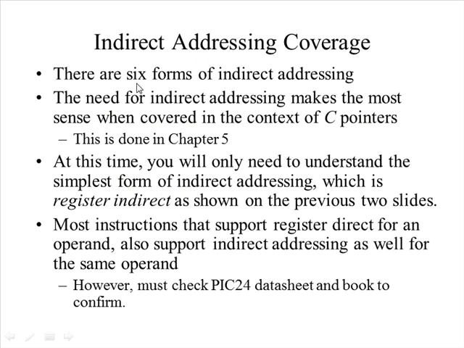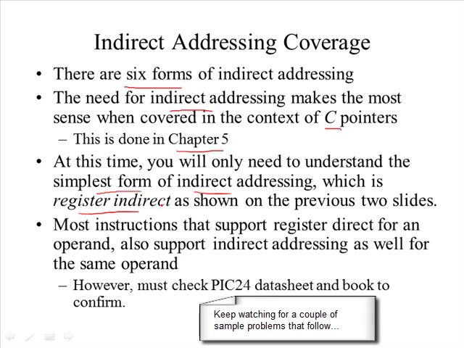We'll discover later there are actually 6 different forms of indirect addressing. We'll cover more of the indirect addressing modes in Chapter 5 when we talk about pointers in the C language. At this time, we only want you to understand the simplest form of indirect addressing, which is register indirect, as shown in the previous slides. This concludes our introduction to the PIC24 architecture, instruction set, and addressing mode coverage. We'll cover more instructions starting in the next lecture.